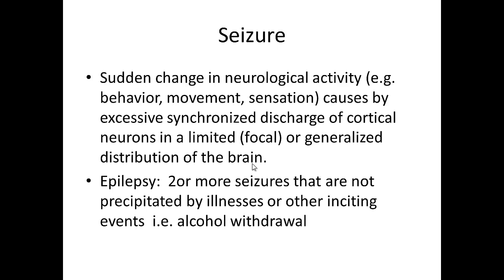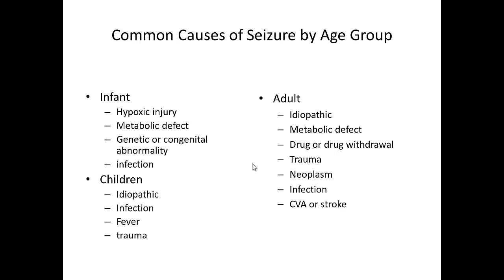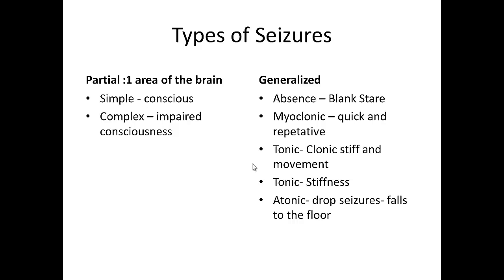Moving down, let's talk a little bit about seizures, which is a sudden change in neurological activity caused by excessive synchronized discharge of the cortical neurons. Now, you have epilepsy if you have 2 or more seizures that are not precipitated by illness. This chart shows the common causes of seizure by age group. And these are the types of seizures that occur in each age group.